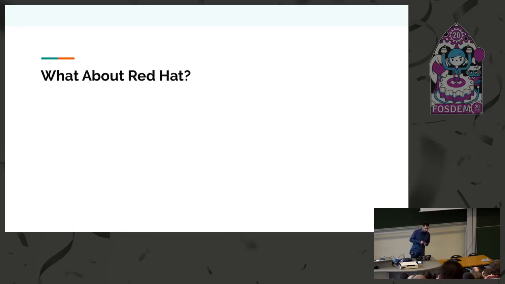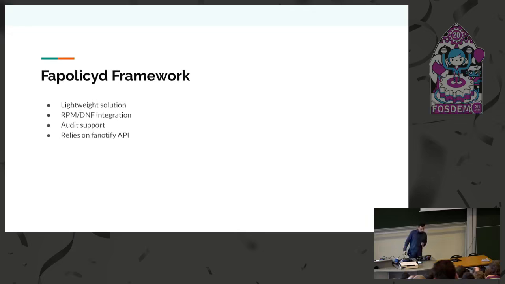So where is Red Hat? Well, we introduced the Fapolicyd framework in RHEL 8.1 and Fedora 29, and it's available to use for everyone. The Fapolicyd framework is a very simple and lightweight solution, and it benefits from RPM and DNF integration. It also has audit support, and it is built upon the Fanotify API.